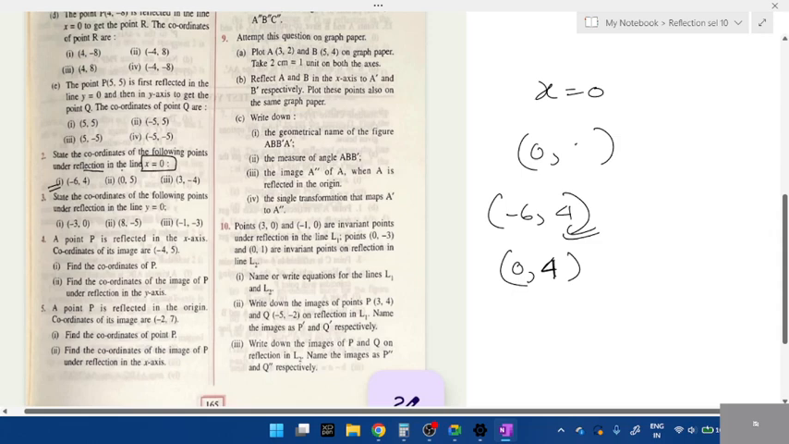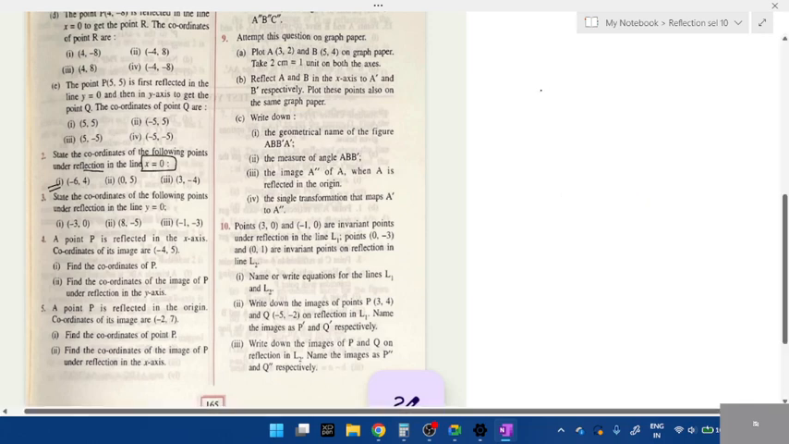Okay, let's take the coordinates of the point under reflection. x is equal to 0. If x is 0, you get 0, comma 4. 6, comma 4 is in which quadrant, student?